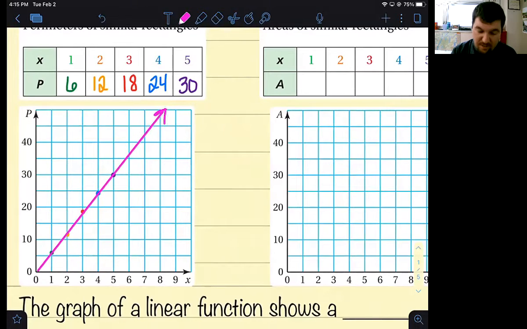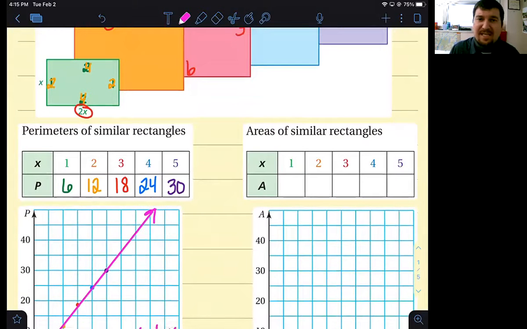So if I were to write an equation for this, it would be y equals 6x plus 0, or just y equals 6x. I know it goes to the origin because if I plug in 0 for x, then I don't have a shape anymore because it doesn't have a length or a width. And so it's going to have an area of 0.